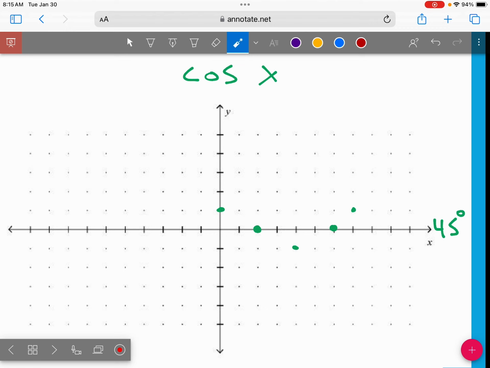Cosine equals 1 at 0. Cosine equals -1 at pi, or 180 degrees. So now that we have our points for that positive period of cosine, we're also going to do one in the negative direction. And remember, we're not connecting these points, we're just plotting them. So please don't connect them.